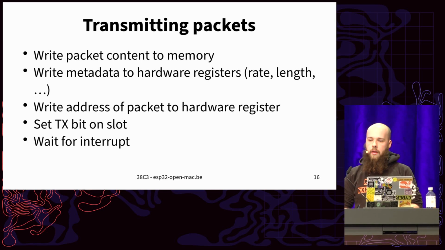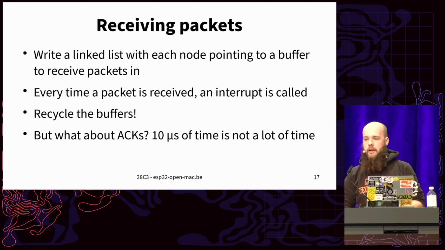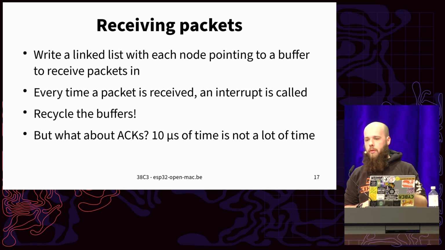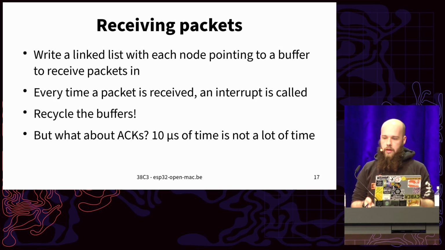And it will also wait for an ACK packet it receives back, and then it will give you an interrupt, so you don't have to keep polling. It's just very async. And then receiving packets is also very asynchronous. You set up a linked list, and every node points to the next node, and every node also has a pointer to a buffer where the packet can be received in. And then you can say to the hardware, okay, now you can start receiving, and every time the hardware receives the packet, it will save it in the head of the linked list, and it will throw an interrupt. And then from that interrupt, you can signal your Mac task that it can process the packet.